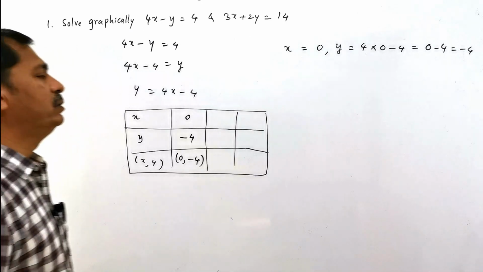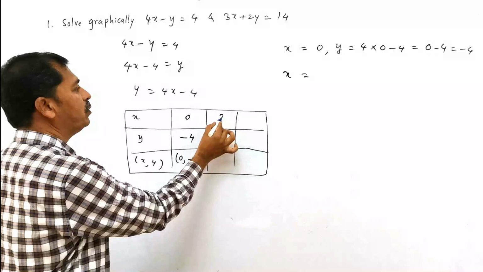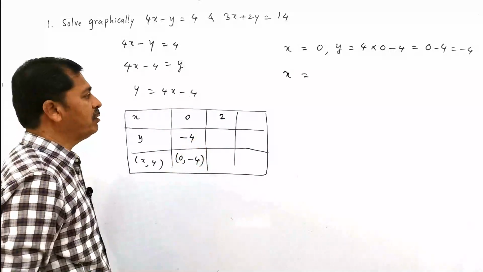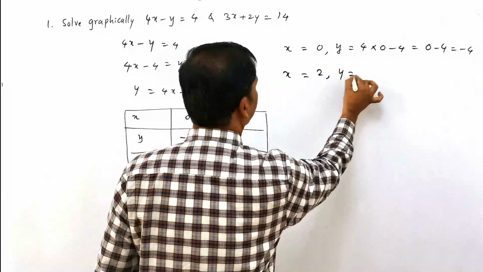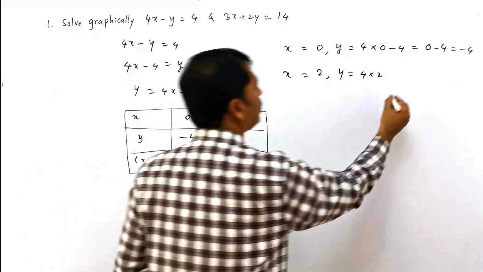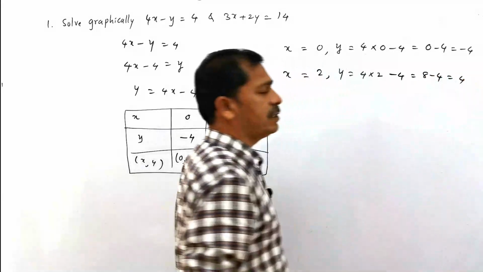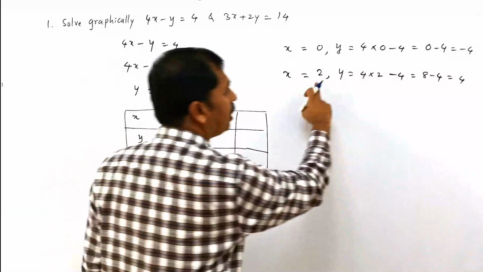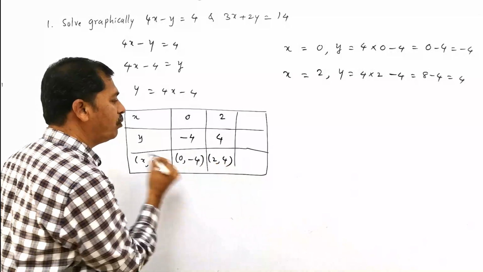Now next, take x is equal to 2 as a convenient value. 4 into 2 is 8, and 8 minus 4 is 4, which is comfortable for us. So when x is equal to 2, y becomes 4 into 2 minus 4, that is 8 minus 4, which is 4. So when x is equal to 2, the value of y is 4, and the coordinate becomes 2 comma 4.